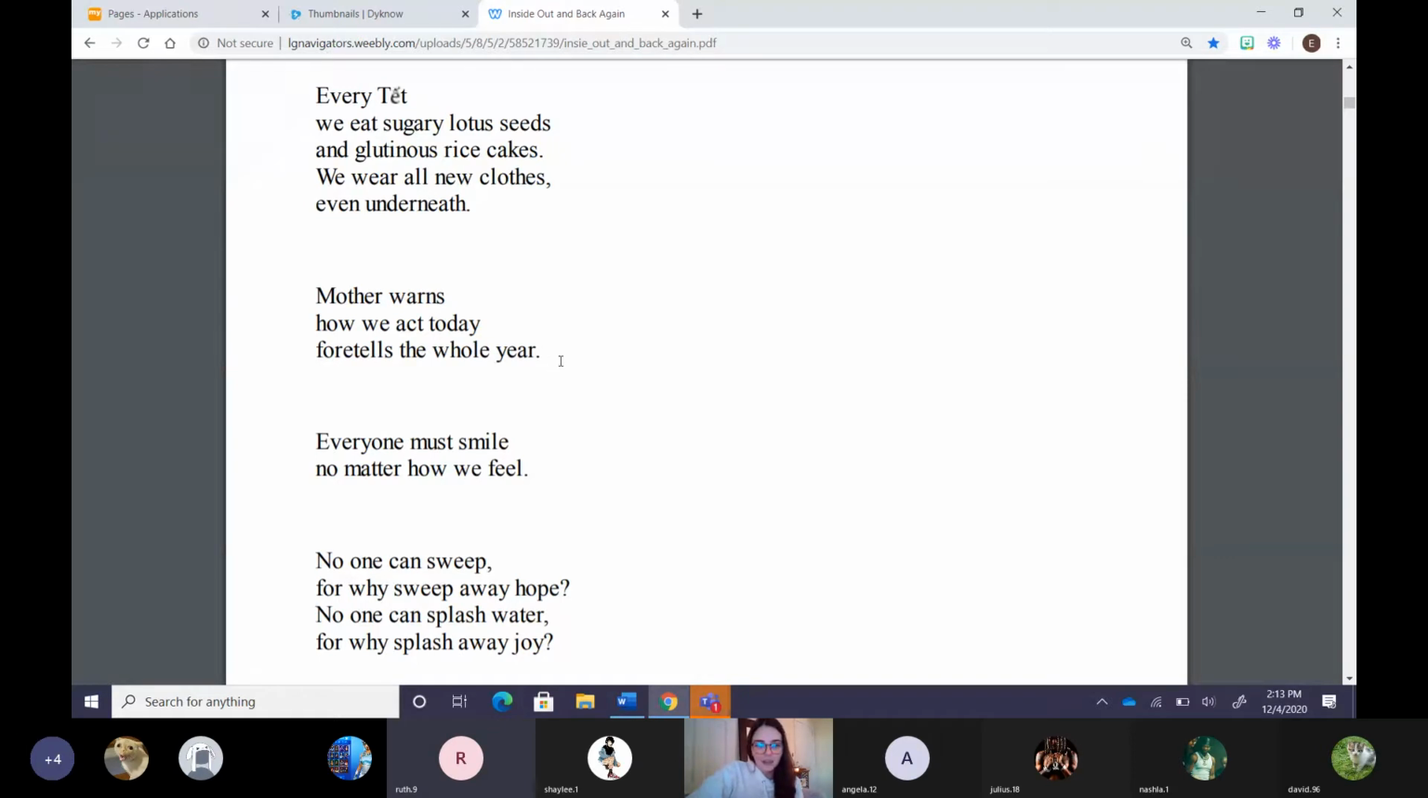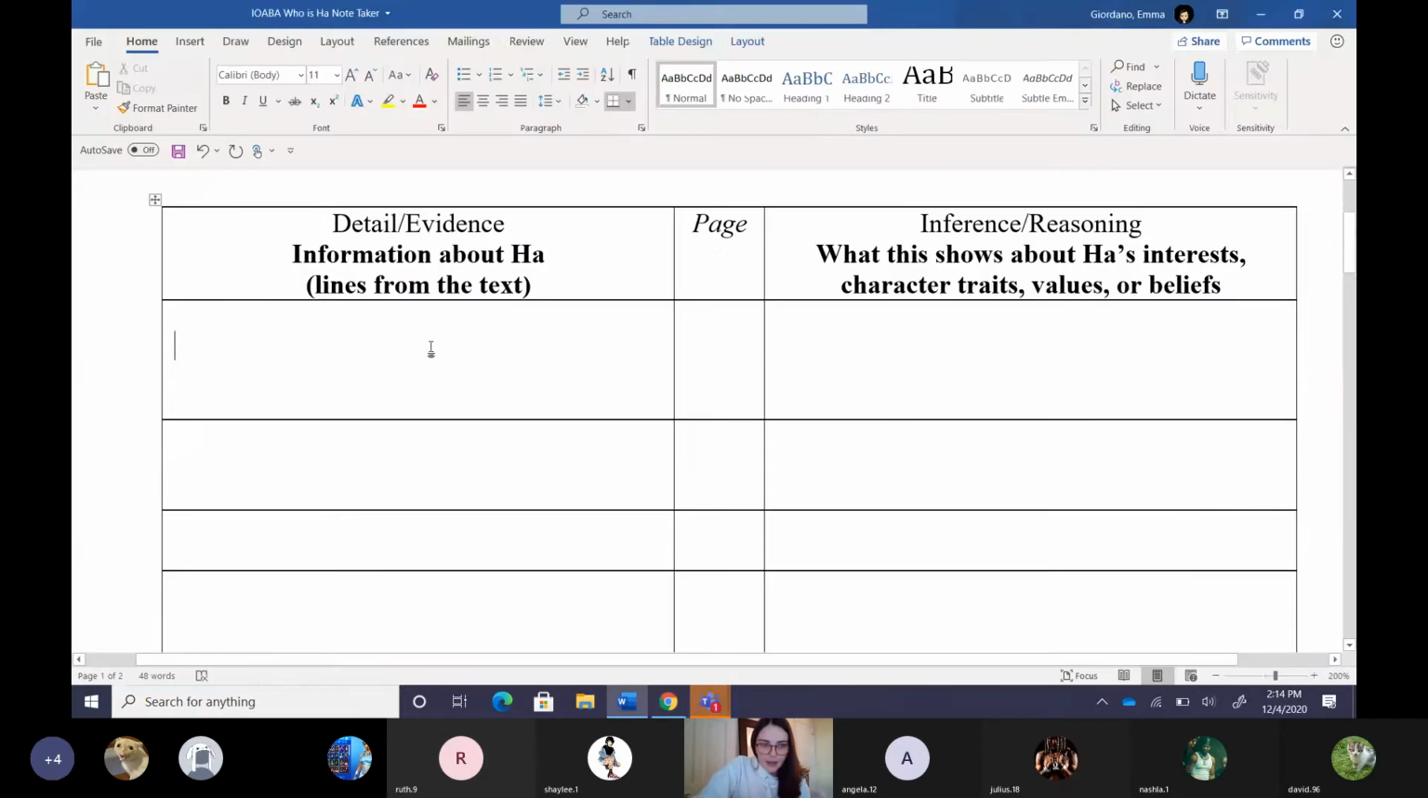Yeah, that's a great one. Because what is she basically saying there? It predicts how you're going to act the whole year. Exactly, because foretell, I'm glad you used that word, means predicts. It's basically saying what you do today is going to set the mood for the rest of the year. So let's take that line. I'm going to put it up on the organizer so you can follow along with what I'm doing too.